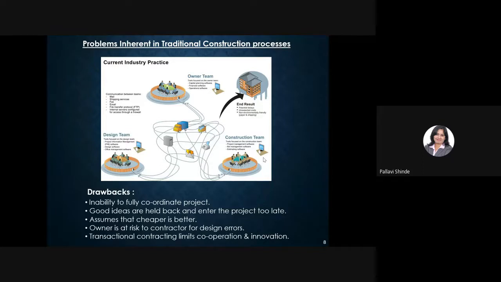Then also the cost matters, right? So always we go with the cost part of it when it comes to any kind of construction. So we want to make our projects reasonable in cost. So with all of this, the owner is at risk to the contractor. If there are any design errors or anything, there will be a lot of transactional contracting, limiting cooperation and innovation. So the summary is, we cannot fully coordinate because of all these multiple activities going on. There can be multiple clashes which need a lot of discussion.